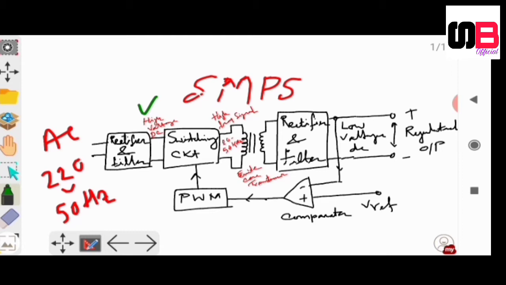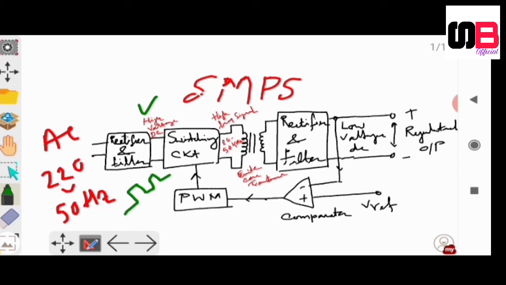The switching circuit is nothing but a transistor whose base is connected to the PWM modulator, that means pulse width modulator, and the pulse width modulator produces these kinds of pulses. This pulse is directly given to the base of the transistor, and at the output of the switching circuit we are getting a high frequency signal whose frequency is 20 to 50 kilohertz.